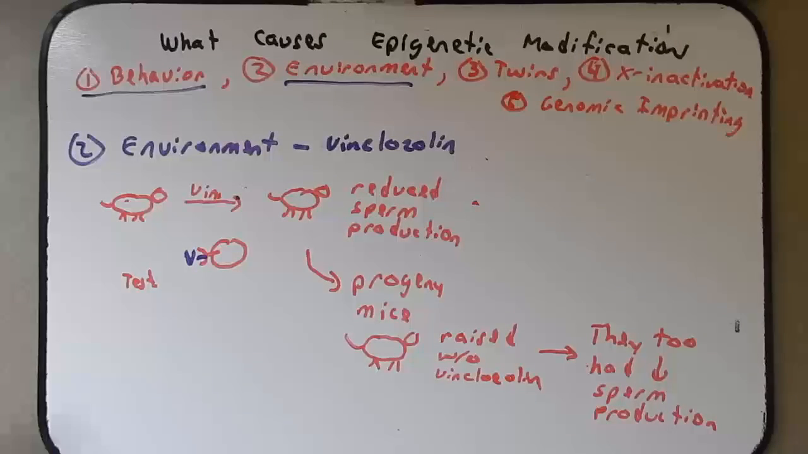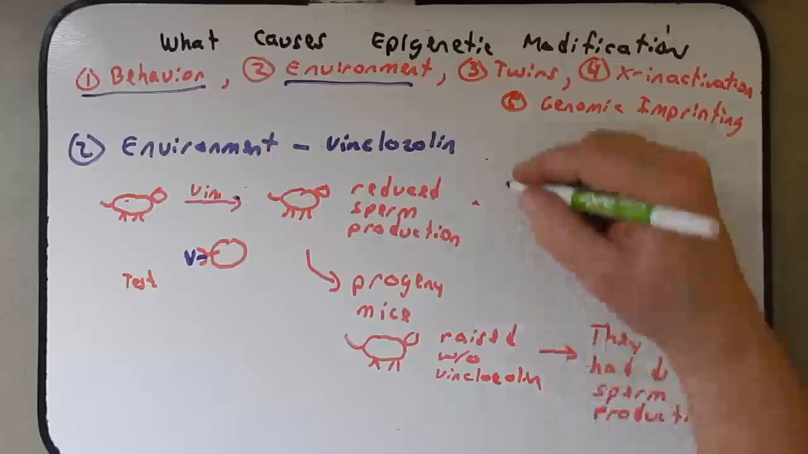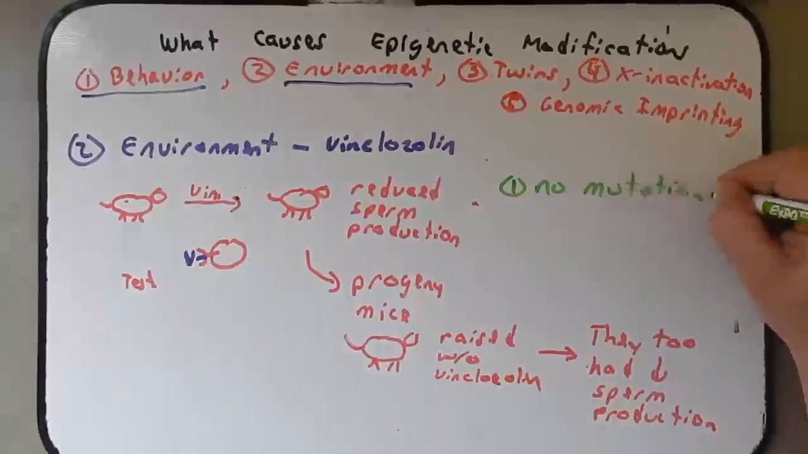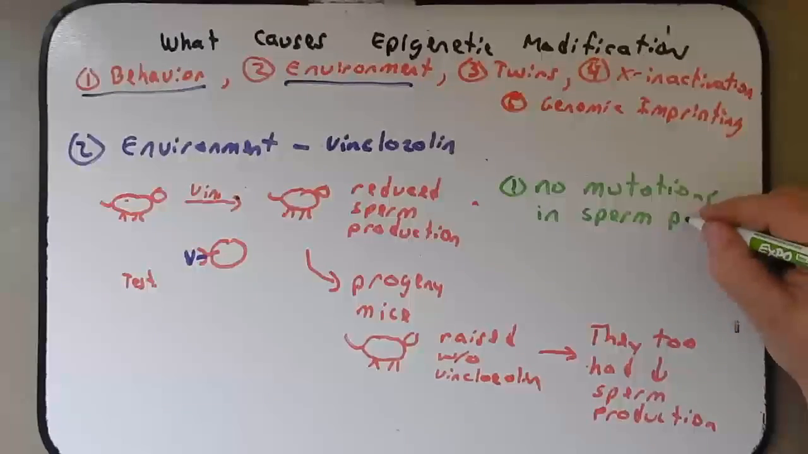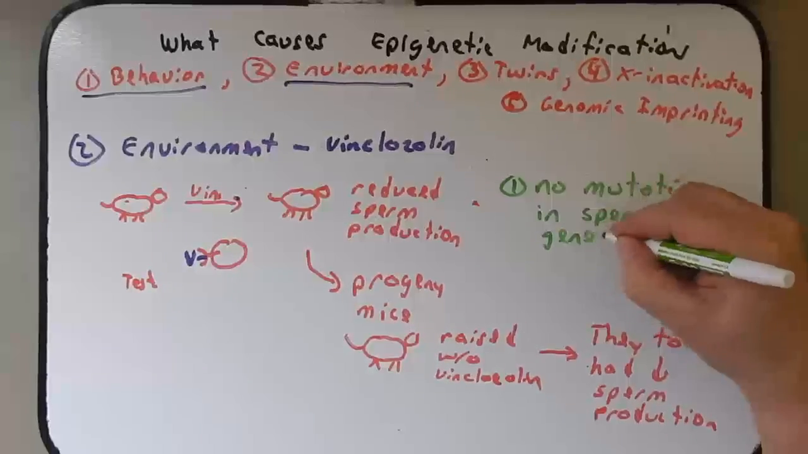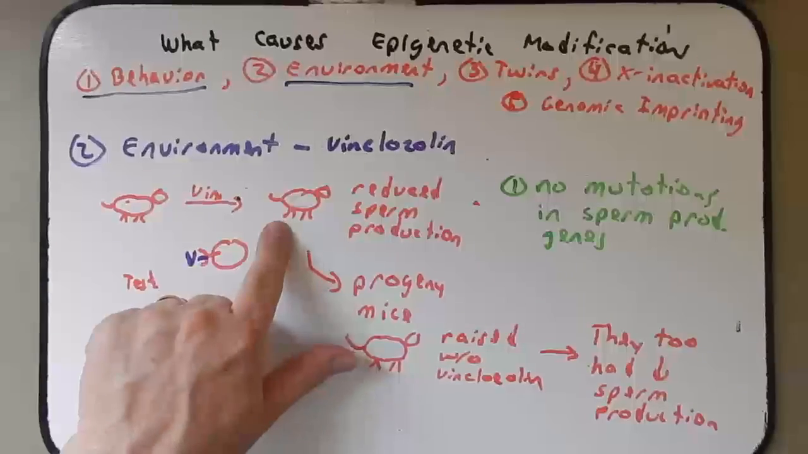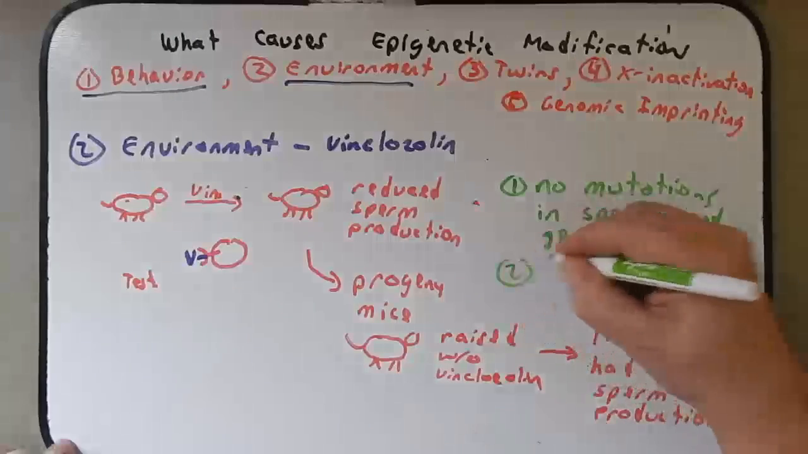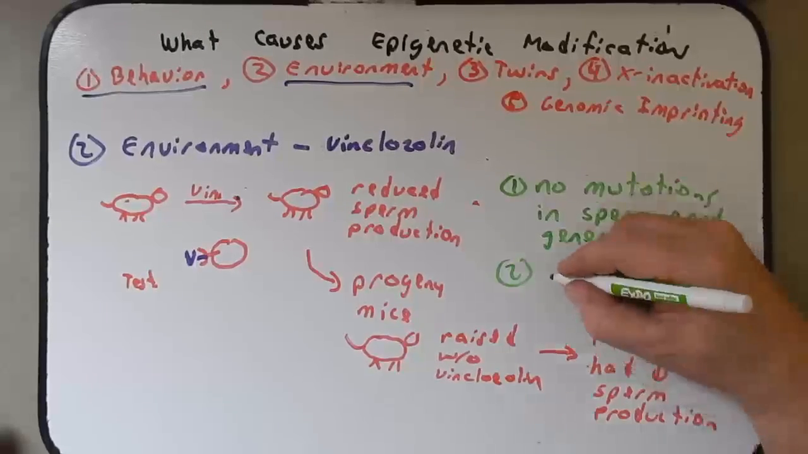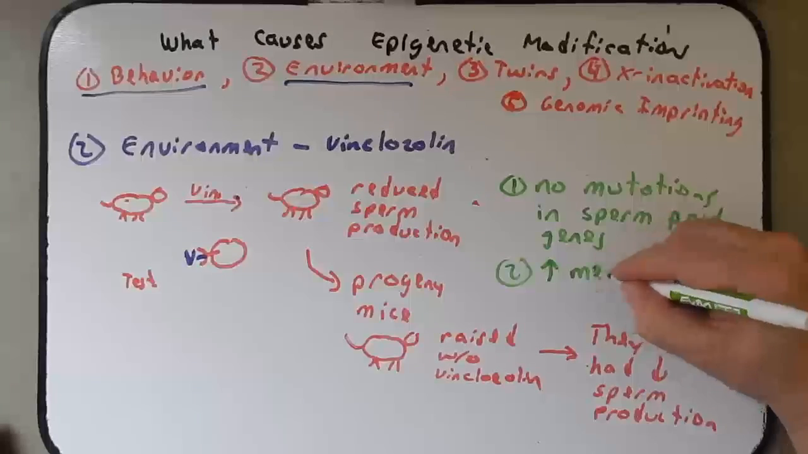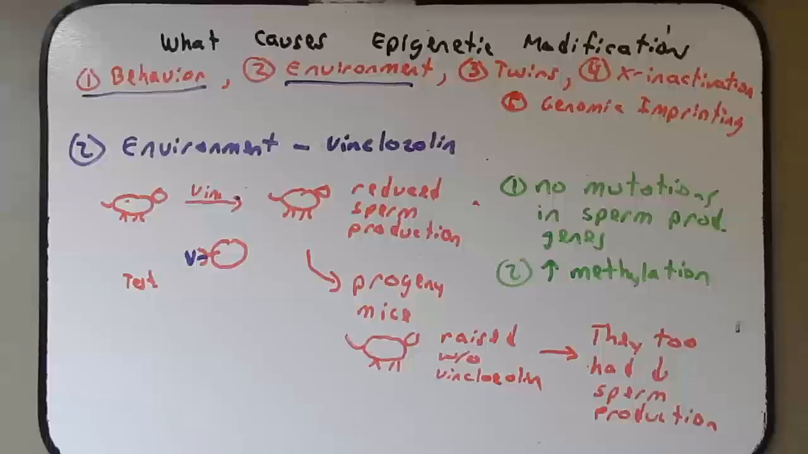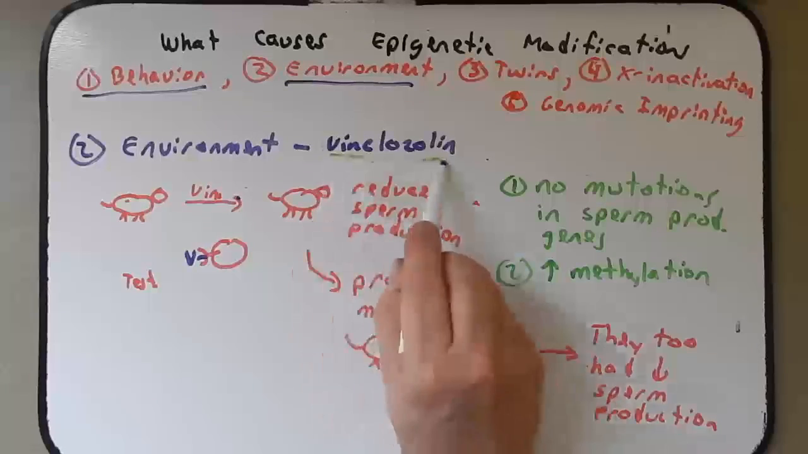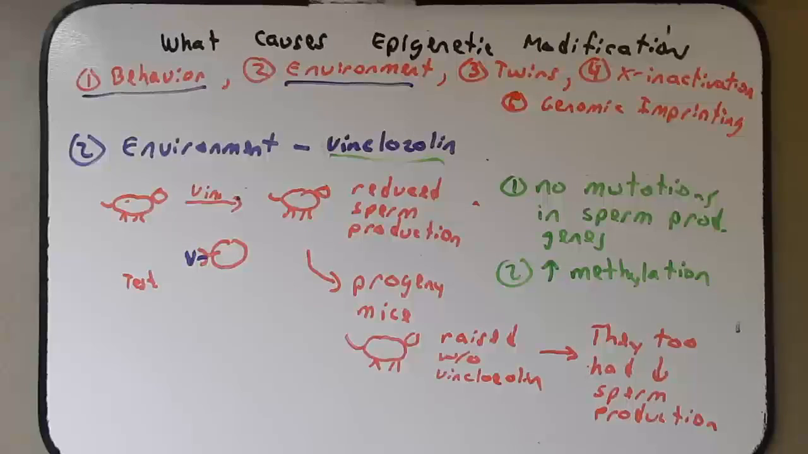And so when they studied these mice, they determined a few interesting phenomena. That is, the progeny from each of these generations. One, no mutations in sperm production genes. So you might say, well, maybe the vinclozolin just damaged the DNA, mutated the DNA, and that's why this was happening. But they didn't see any mutations like that. But what they did see was increased methylation in genes linked to sperm production. So this drug didn't mutate the DNA, but it did change the expression of important genes for fertility when the original mouse had this chemical exposure.